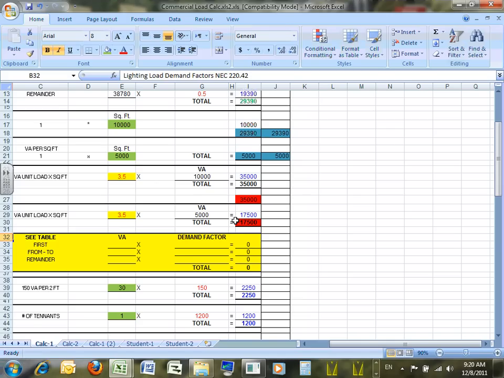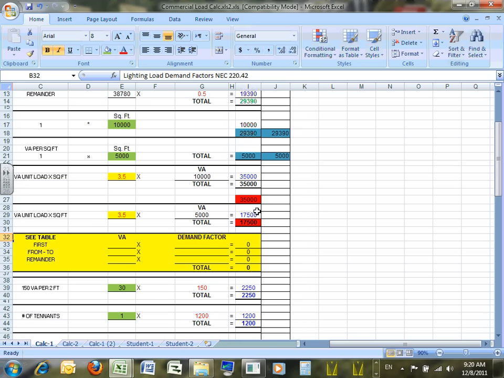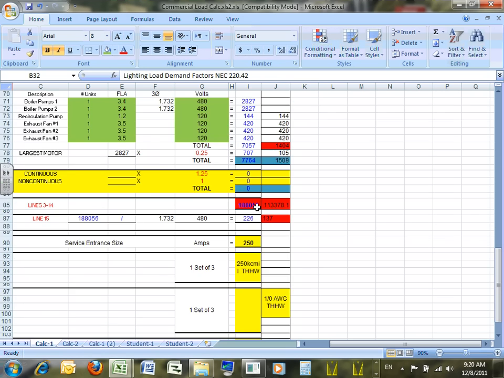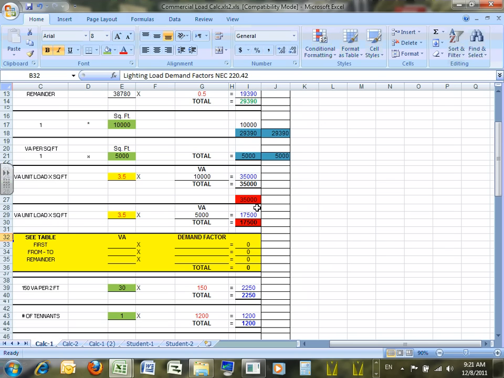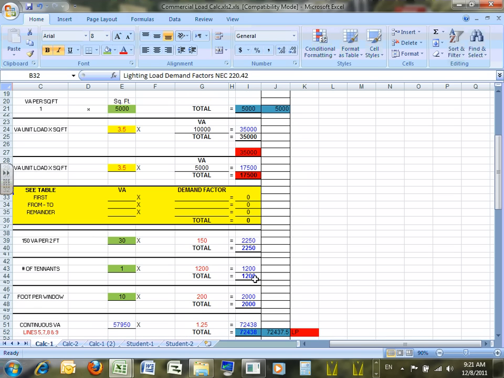Any questions, guys? So this is my lighting load. Any question about lighting load for the whole building? On your sample, you come up with the 35,775. Where are those two added together? Well, they're added together all the way down at the bottom. Okay.